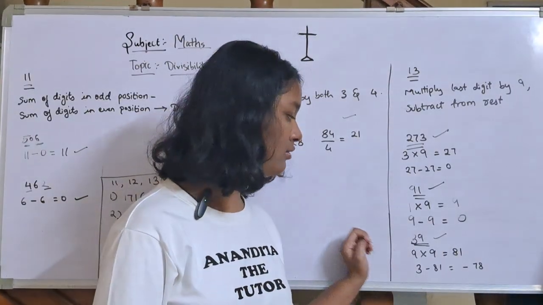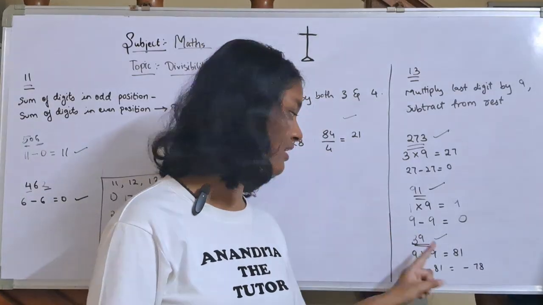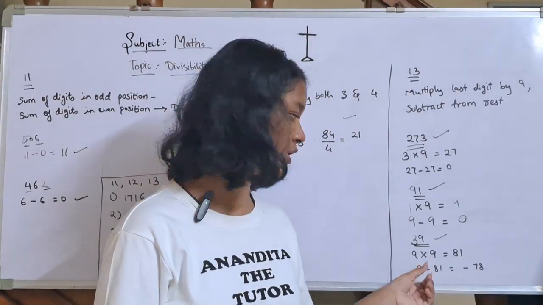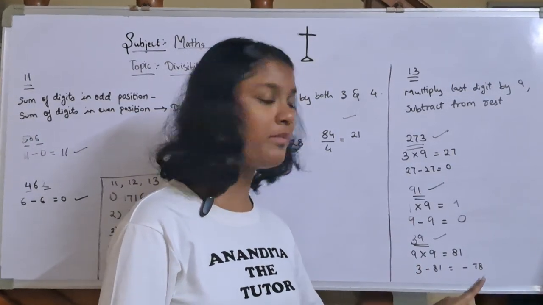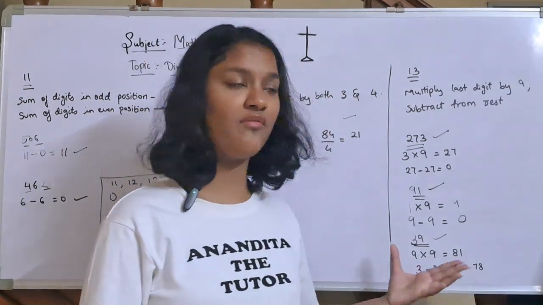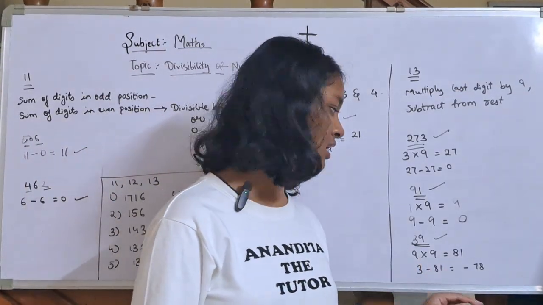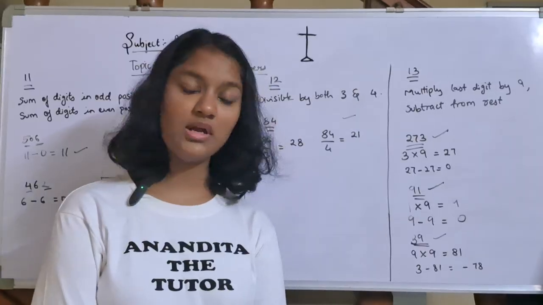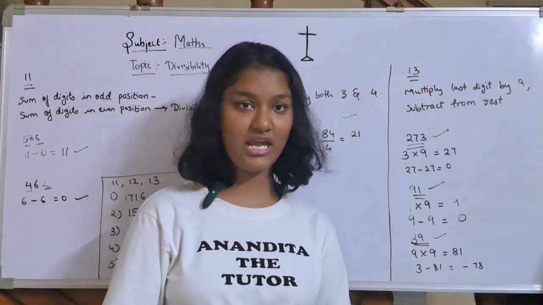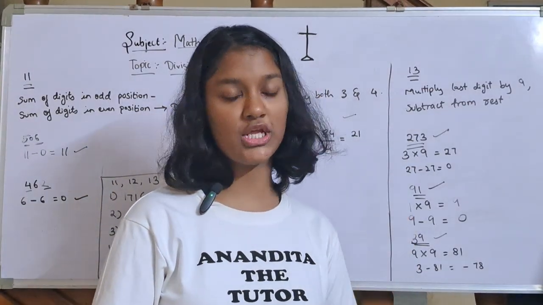And one more example, 39. Last digit is 9. 9 multiplied by 9 is 81. And the rest of the number is 3. So 3 minus 81 is equal to minus 78. Now you have to ignore the minus sign, it doesn't have any sense in checking the divisibility. So ignore the minus, and 78 is there. 78 is divisible by 13, right? 13 into 6 is 78. So yes, 39 is also divisible by 13.